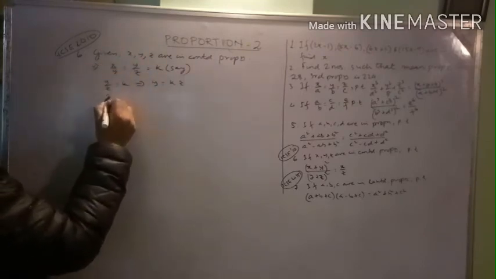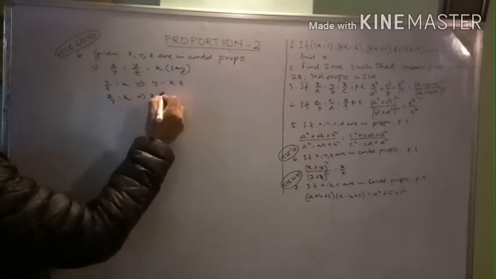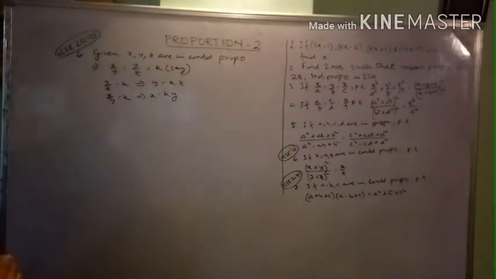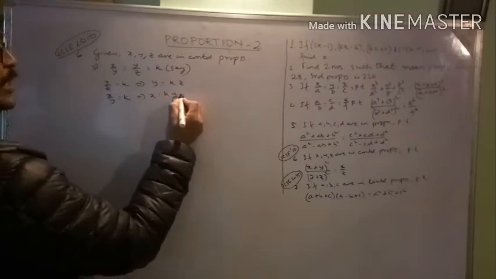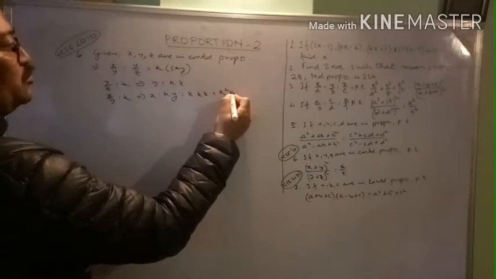Then you take x by y equal to k, which implies x equal to ky, by cross multiplication. But as you can see, y is kz, so put the value of y again. So it is k into kz, so it will be k square z.